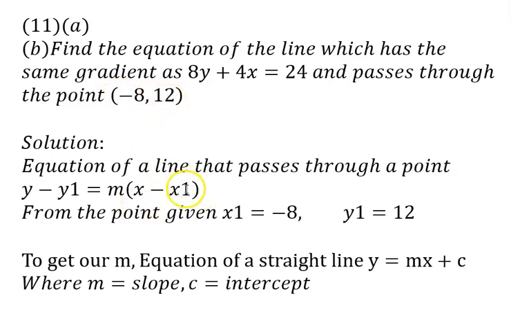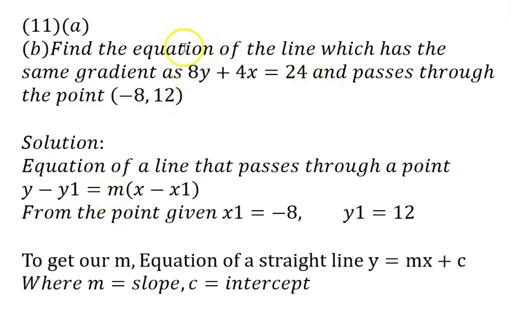So we have our x1 already, to be what? Minus 8 from here. And we have our y1, 12. So y will be in the equation, y1 we've been given, x will be in the equation, and x1 has been given. So we are now left with what? To get m. The moment we get m, we just insert it, and that will be our equation. So how are we going to get our m?